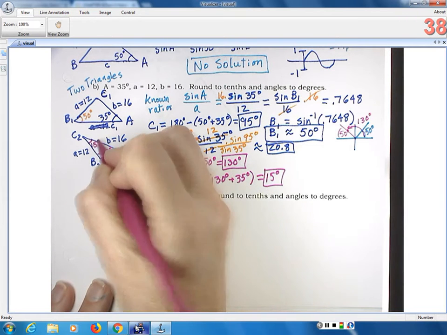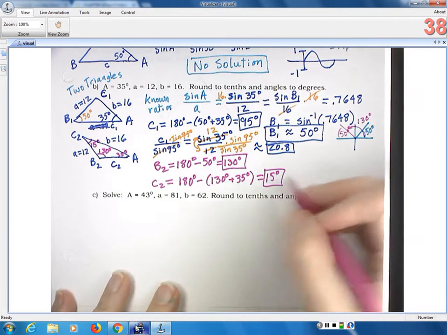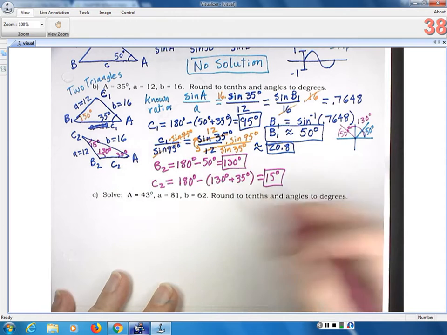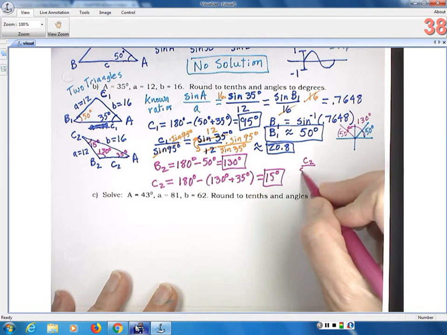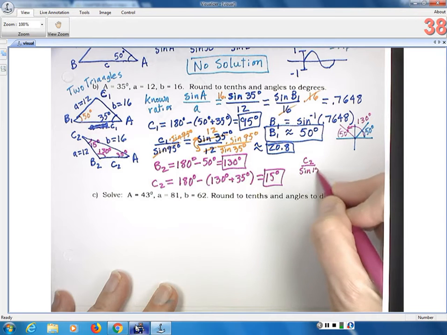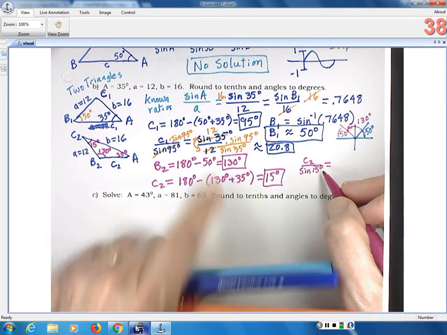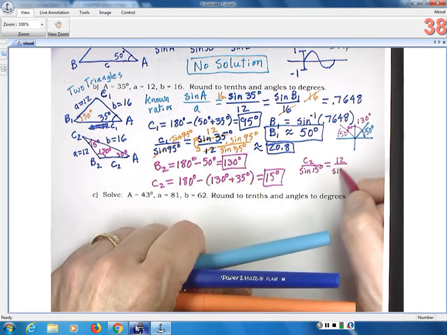And do put your little degree signs on them. That'll help me differentiate if you're talking about an angle or if you're talking about the side. Okay? And then, what are we missing? Just side C2. We have to find side C2. So we make a ratio. Side C2 is to sine of C2, 15 degrees, as the known ratio, but we need to put 12 first over sine of 35.